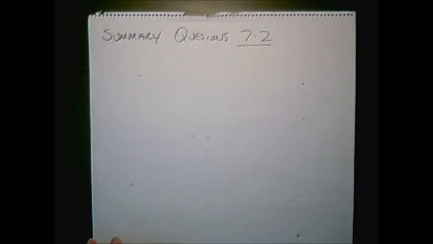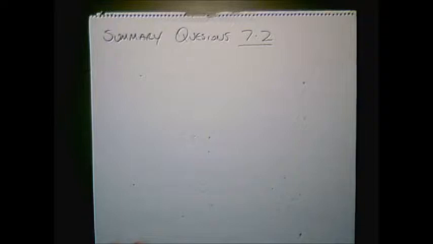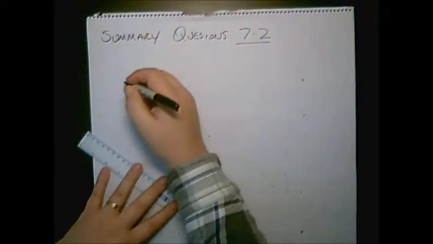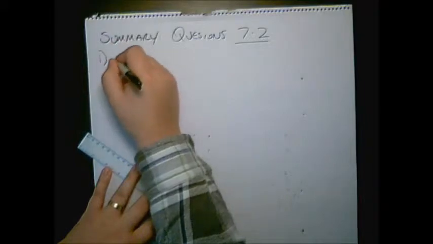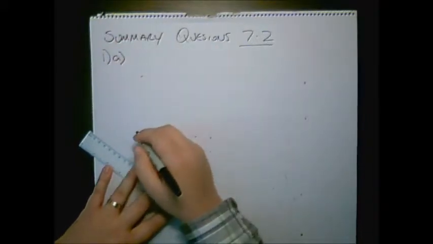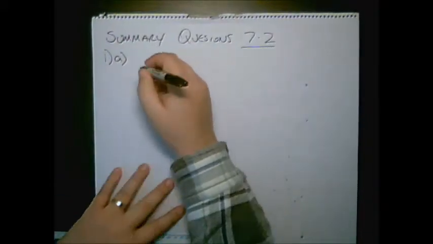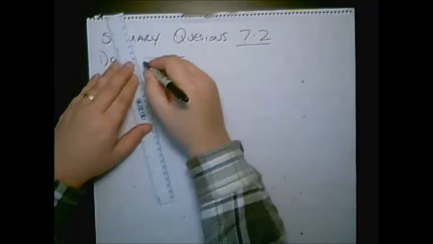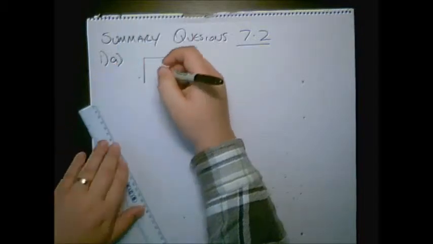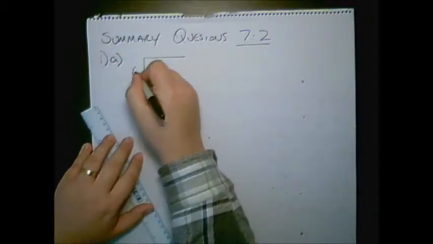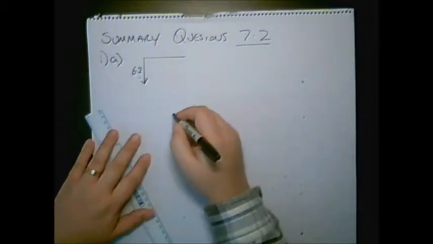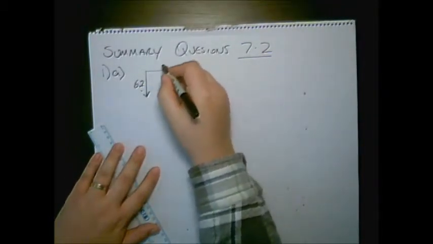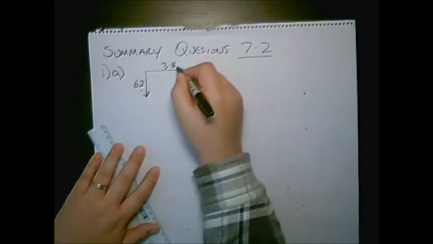Okay, so part A. Let's draw a diagram so we can see clearly what we're looking at. We are going to have two forces perpendicular to each other, 6.2 for this one and 3.8 newtons.